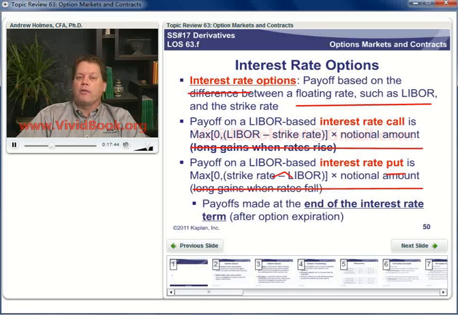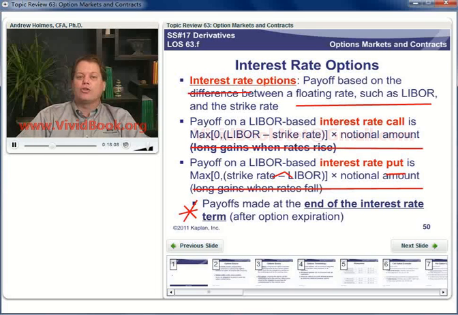Now, one important thing to note here is that the payoffs are made at the end of the interest rate term. So if we're long an interest rate call option on LIBOR, and LIBOR went up above the strike rate, well, what kind of LIBOR? If it was 180-day LIBOR, then when we determine what the payoff is, we'd still have to wait 180 days to receive our payment.